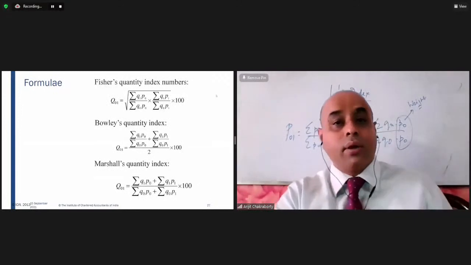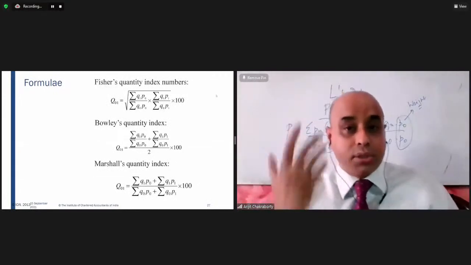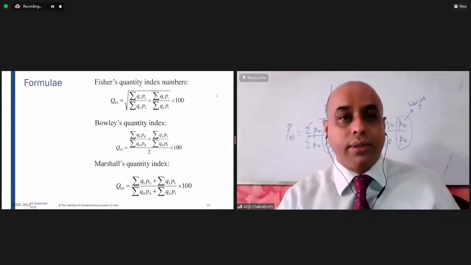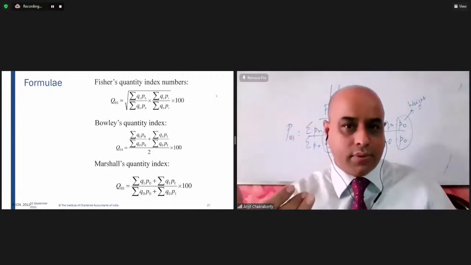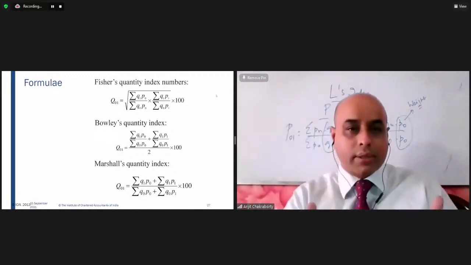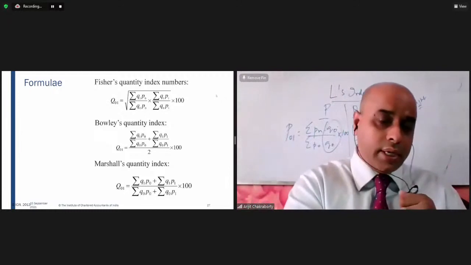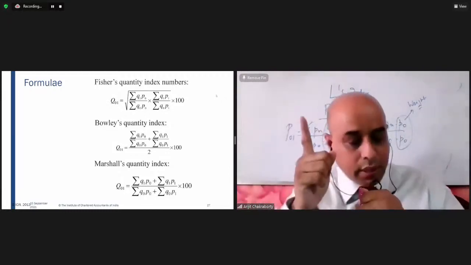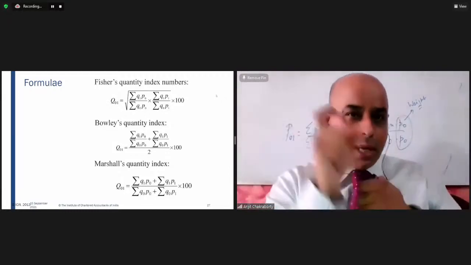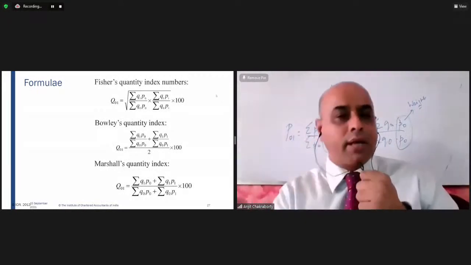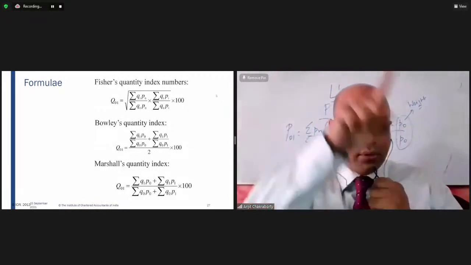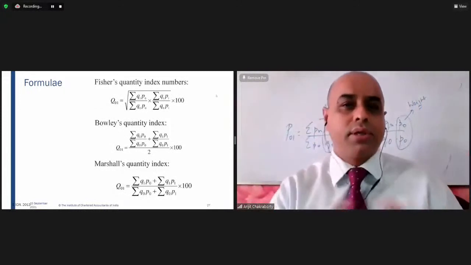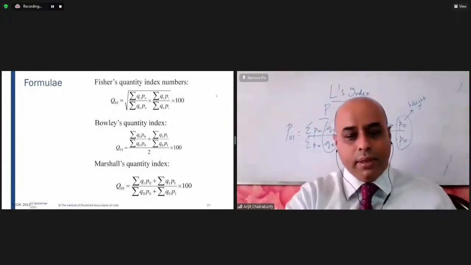Similarly, the Fisher's quantity index. Now, if you get a question like this, Fisher's quantity index number, it will be the square root of the product of the last period's quantity index and the past year's quantity index. So last period's quantity index multiplied by past year's quantity index. If you take the square root, you will get Fisher's quantity index number.